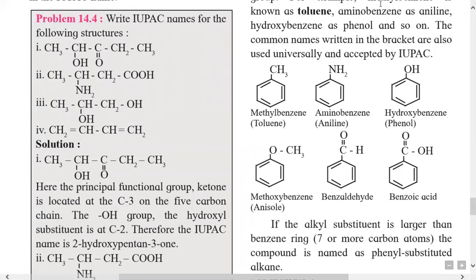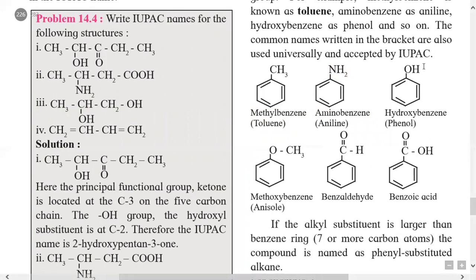For example, a methyl group is substituted in the benzene. The name is given as methyl benzene or commonly also called toluene. So remember this name well. We are using this nomenclature many times in IUPAC names. Then if an NH2 group is present in the benzene ring, it is named aminobenzene according to prefix, but the trivial or common name is given as aniline.